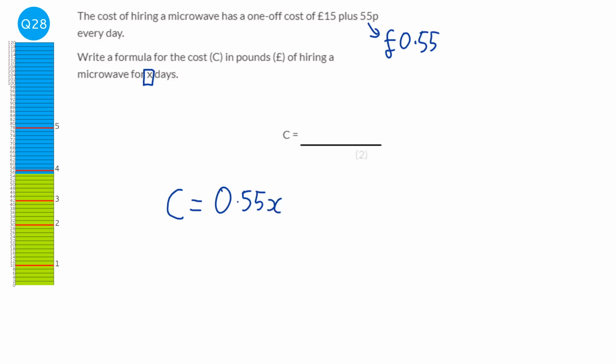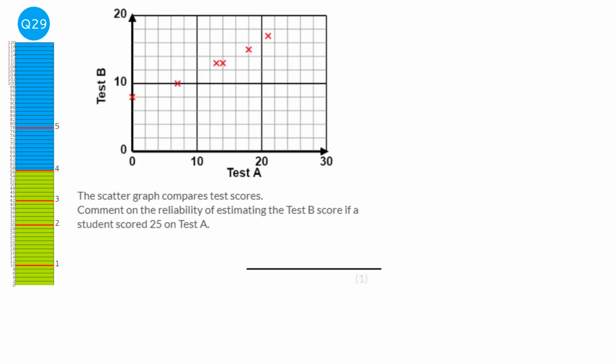Then it says that there's just a one-off cost of £15, so you're going to have to pay £15 regardless. So we're just going to add 15 onto that. So the answer would be C equals 0.55x plus 15.